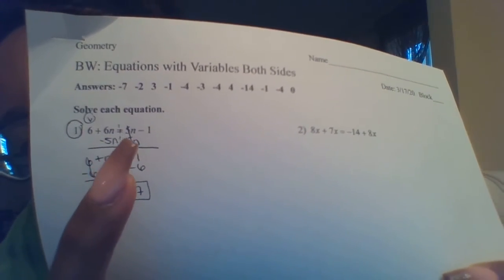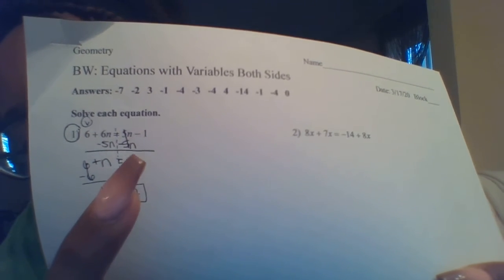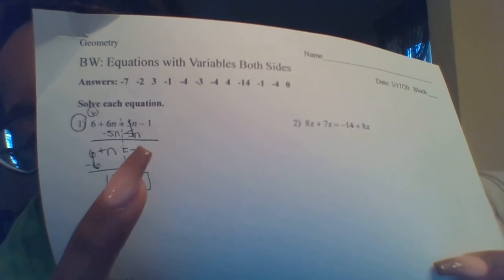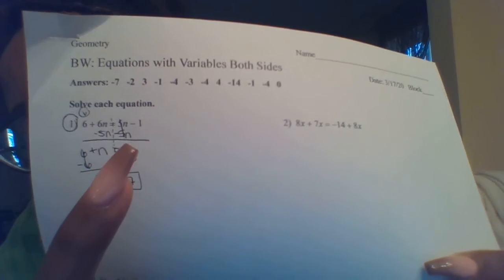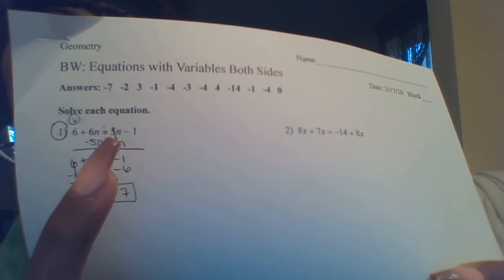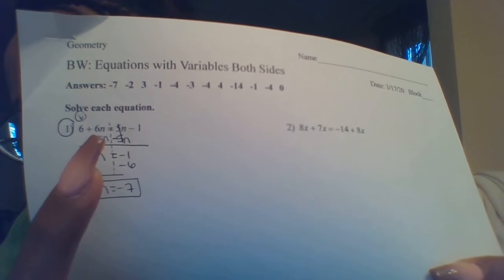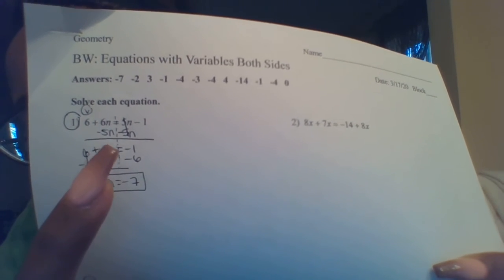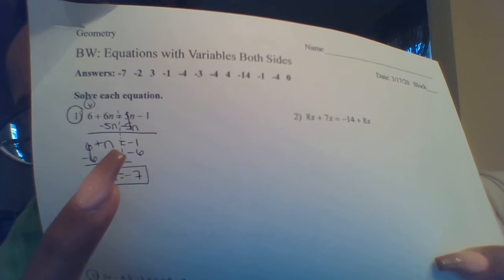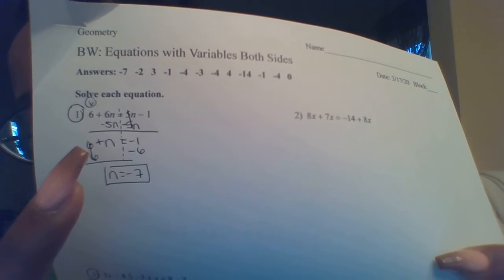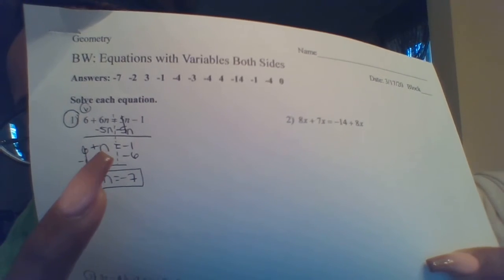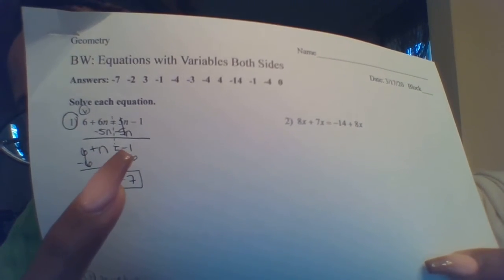So 5n minus 5n cancels to 0. 0 minus 1 is just negative 1. So that's where this negative 1 came from. To keep the equation balanced, you must do the same thing on both sides. So we're also going to subtract 5n on this side. 6n minus 5n gets us 1n, which is the same exact thing as just n. So now our equation reads 6 plus n, equals negative 1.